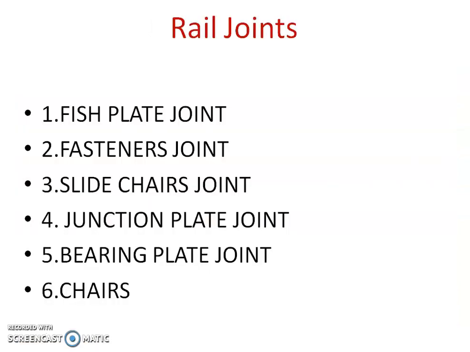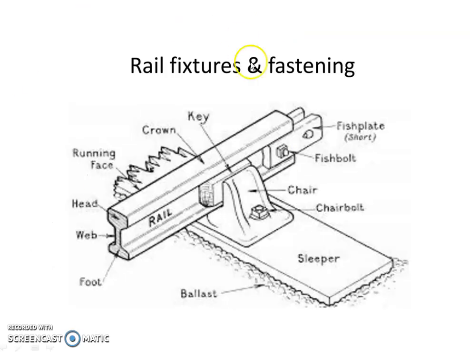For making all these connections, we need rail joints. This picture shows all the fixtures and fastenings needed. This is an I section. This is the rail, and the rail is connected to the chair. This portion is the chair. The chair is connected to the sleeper by means of a chair bolt.